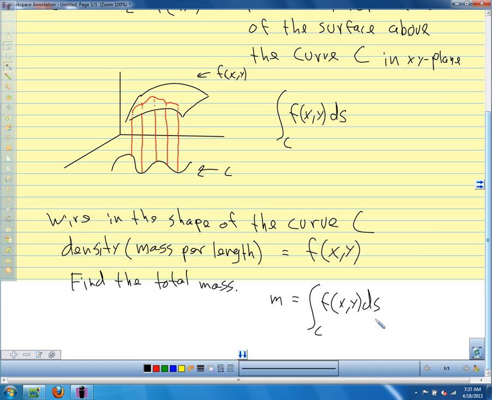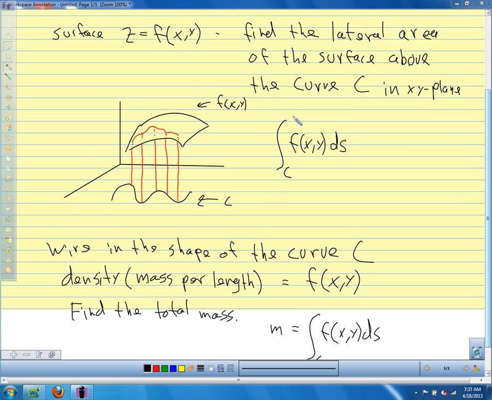Yes. Is f of x, y a vector field? No, this is just a scalar, a density. It would be like grams per inch. Do we have to change it to the parametric way? Yeah, you'd have to. We go through the same procedure that we did the other day. You'd have to parameterize the curve, express your function in terms of your parameter, and do the line integral that way. Same thing here. We would parameterize whatever curve we had and express f of x, y in terms of our parameter.